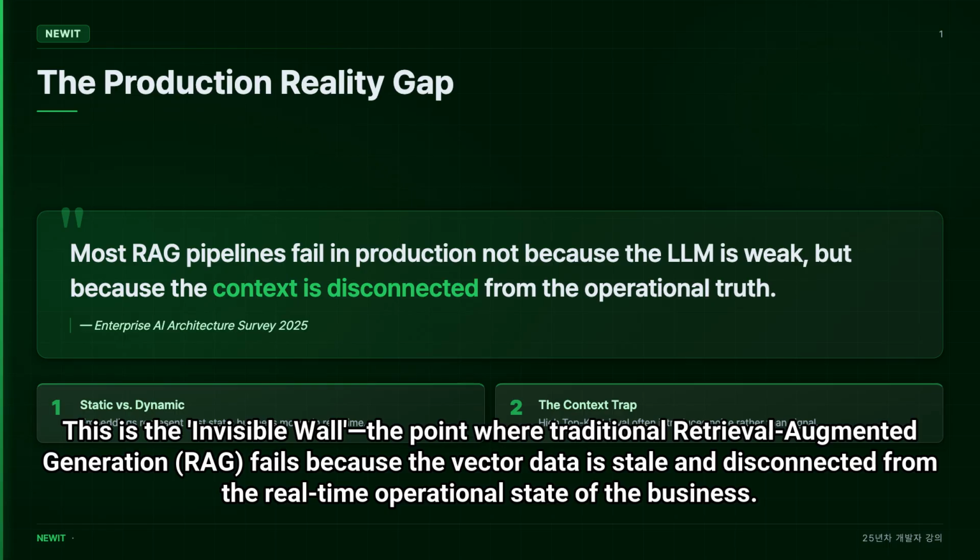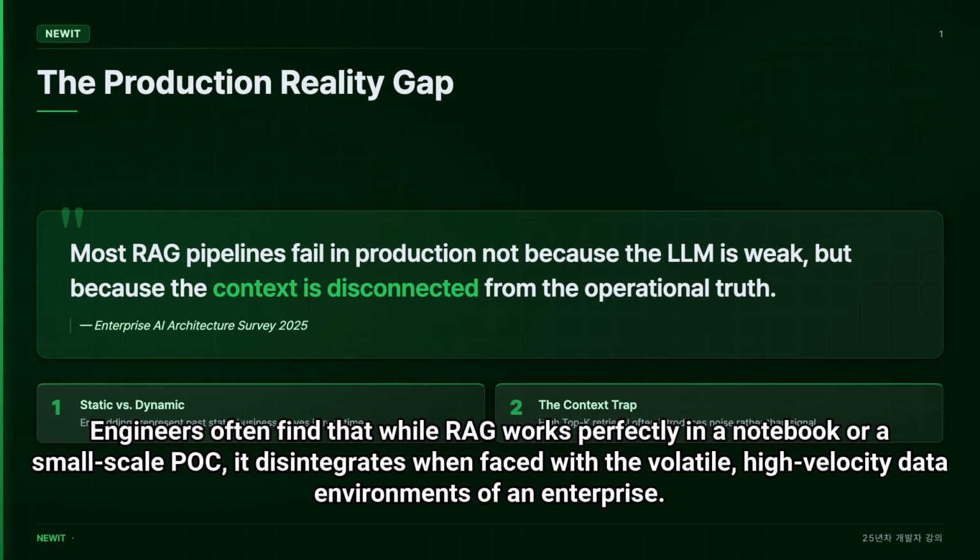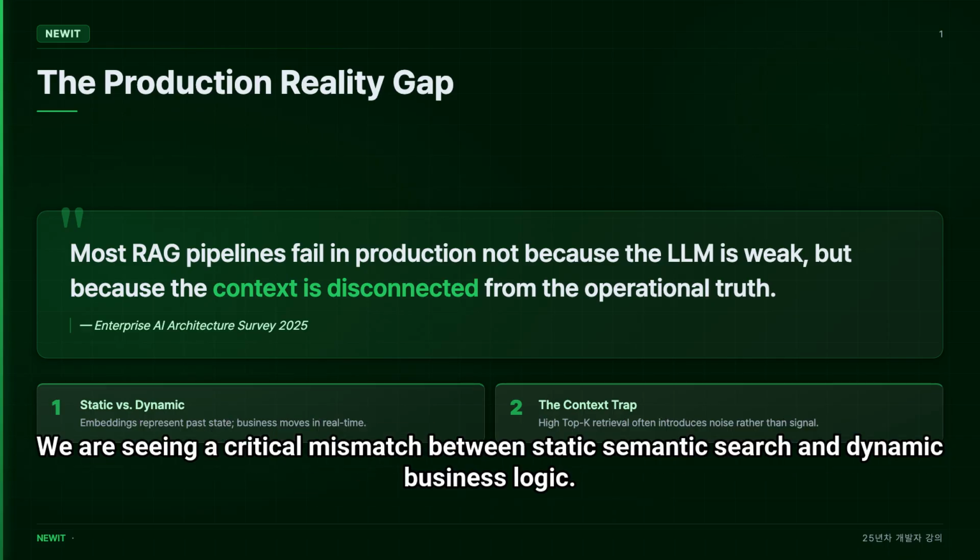This is the invisible wall, the point where traditional retrieval augmented generation, or RAG, fails because the vector data is stale and disconnected from the real-time operational state of the business. Engineers often find that while RAG works perfectly in a notebook or a small-scale POC, it disintegrates when faced with the volatile, high-velocity data environments of an enterprise. We are seeing a critical mismatch between static semantic search and dynamic business logic.